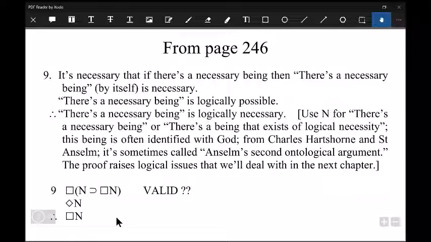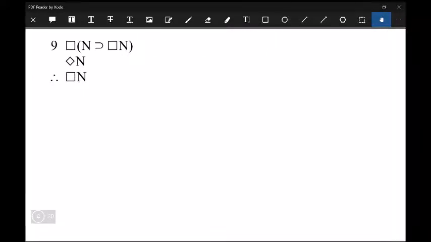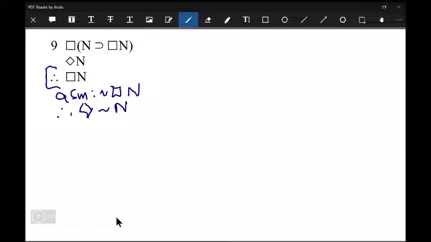Let me do the proof. There's one step which is maybe controversial, and it uses one of the rules in a way we haven't used it before, and that's the problem. So let's try to prove it. Assume the opposite. Assume not necessary n, and then possible not n, and then we have two diamonds to drop.